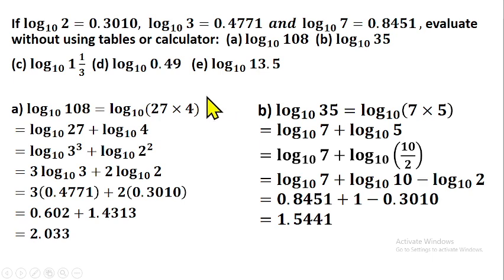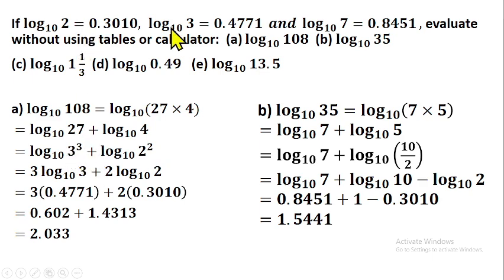multiplication. This can be broken down to what? Log 27 plus log what? 4. You see, remember the laws of logarithm? Fine. Then I can break 27, I can find the index of 27, that should give us 3 raised to power 3. I can find the index of 4, that gives us 2 raised to power 2. Do you understand this now?